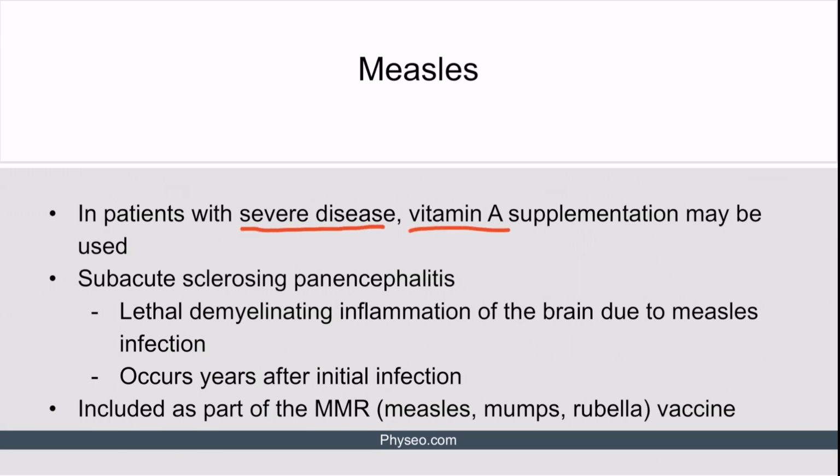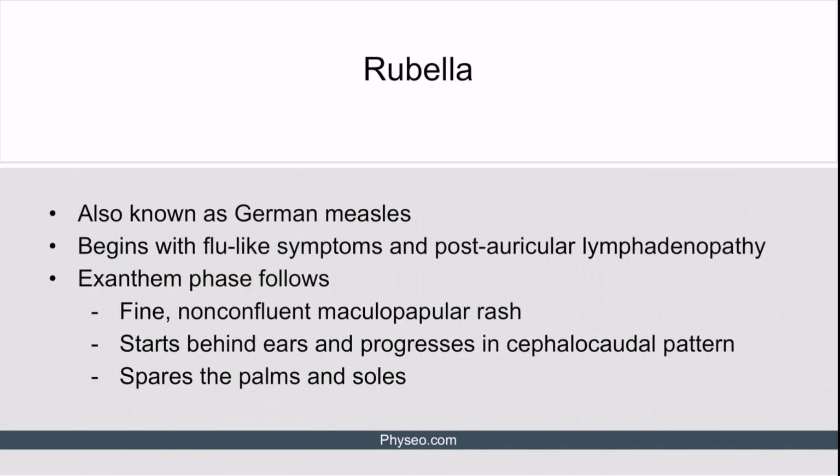One major complication of measles infection is subacute sclerosing panencephalitis. This is a lethal demyelinating condition that leads to inflammation of the brain and occurs secondary to a measles infection. However, it will not present until years after the initial infection with the virus. Finally, it's important to realize that measles is easily prevented with the MMR vaccine, which also includes protection against mumps and rubella.